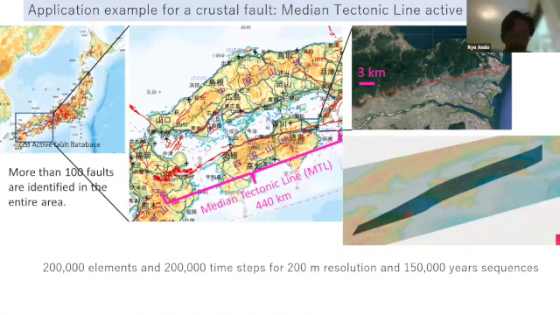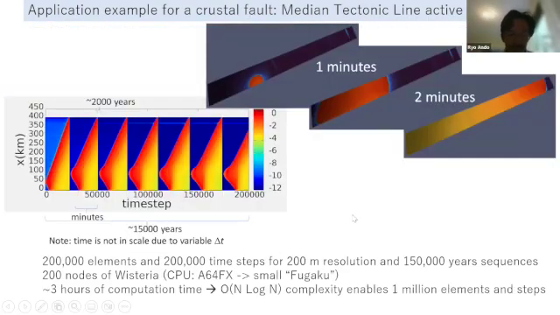Well, this is an application of such a method in actual fault models. We have tested the scales of 200 elements, 1,000 elements, and 200,000 time steps for 200-meter resolution, and a 150,000-year sequence of earthquakes along the Median Tectonic Line located in southwest Japan. This was not so big, but the important thing is the computation can be finished in around 3 hours.